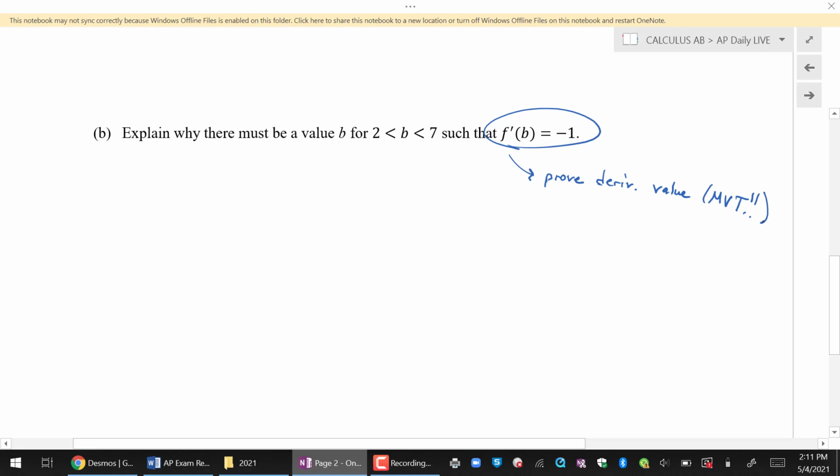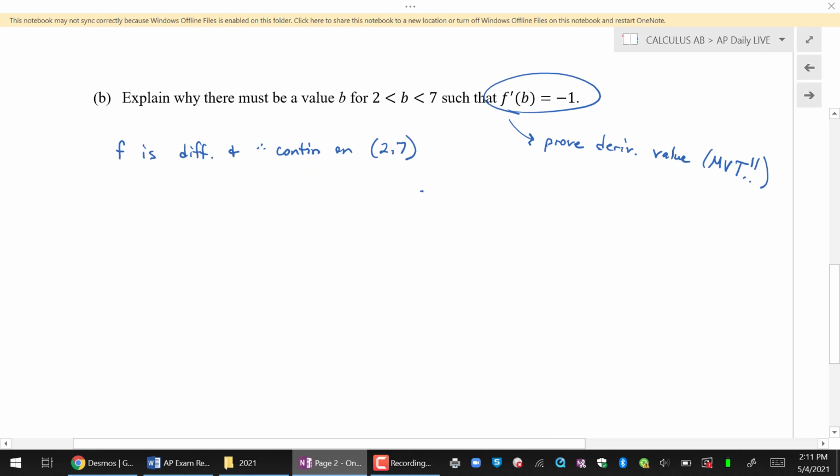Now, MVT I can't use unless I know that my function is both differentiable and continuous. Fortunately, that was given. So f is differentiable and therefore continuous on 2 to 7. Now, MVT needs to have a difference quotient along with it.